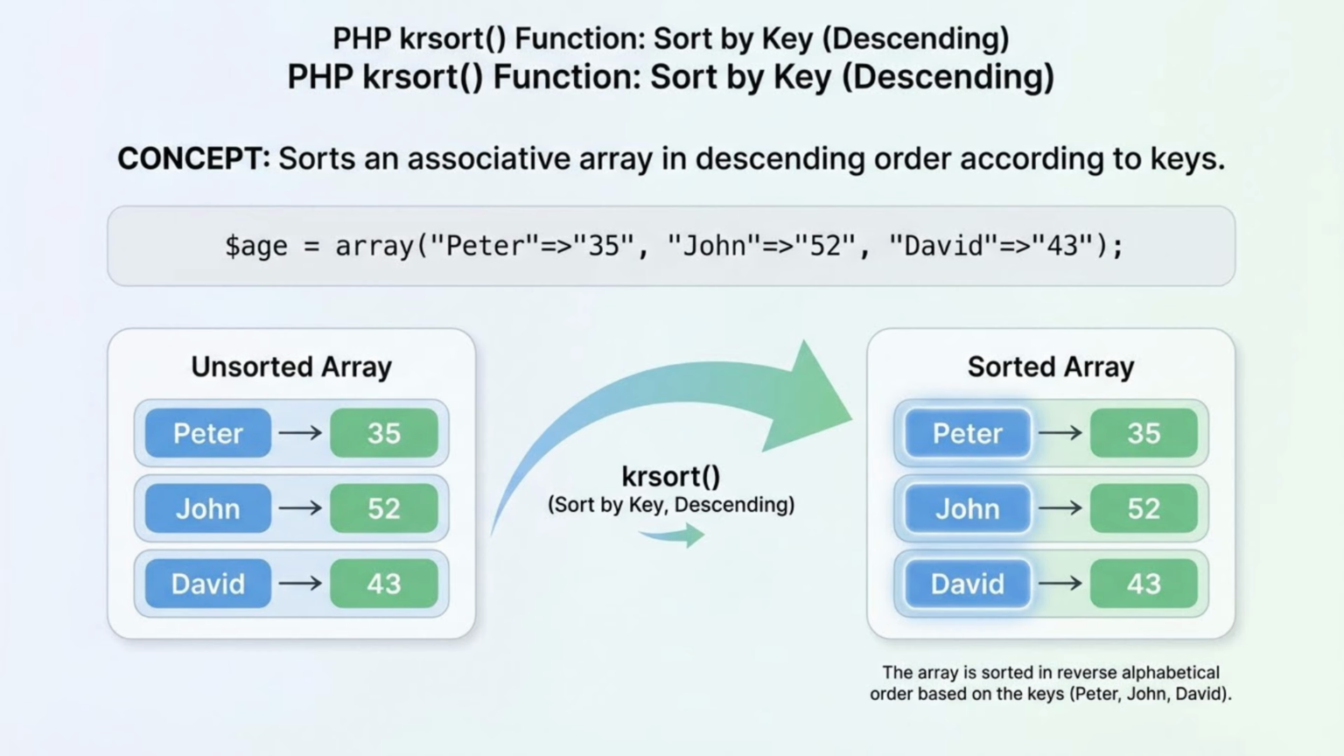The values such as 35, 52, and 43 are not evaluated or compared during the sorting process. They only move because they belong to their respective keys. In simpler terms, the keys determine the order and the values follow their keys without affecting the sorting sequence. Overall, the krsort function is essential whenever you need to organize an associative array by key from highest to lowest while preserving the original key-value relationships. This is especially helpful in situations where sorted labels, names, or categories create a clearer or more meaningful output.